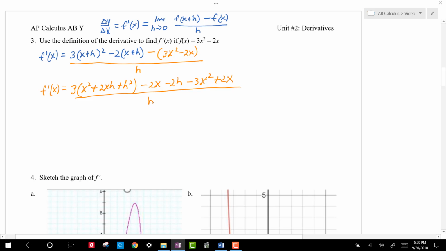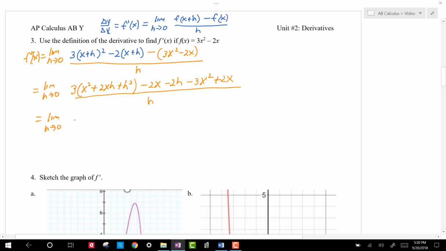Oh, you know what? What did I forget here? I forgot the limit. The limit as h goes to 0. f prime of x equals the limit as h goes to 0. I forget those all the time for some reason.